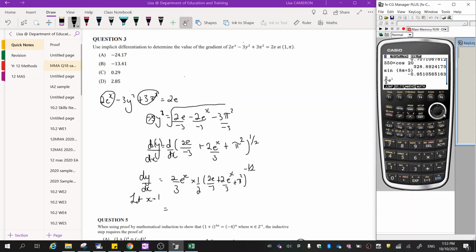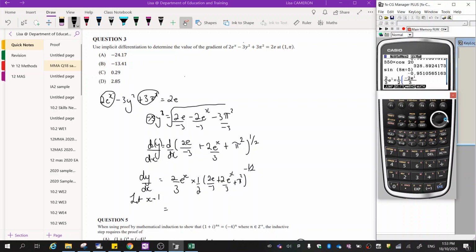Now I'm substituting in 1, so the power above it is just going to be 1 times a half, bracket 2 power of 1 over 3. Oh, forgot the negative bit there. You could fast forward through this part where I'm just typing in the calculator. Plus 2, plus pi squared, close bracket, all to the power of negative a half.